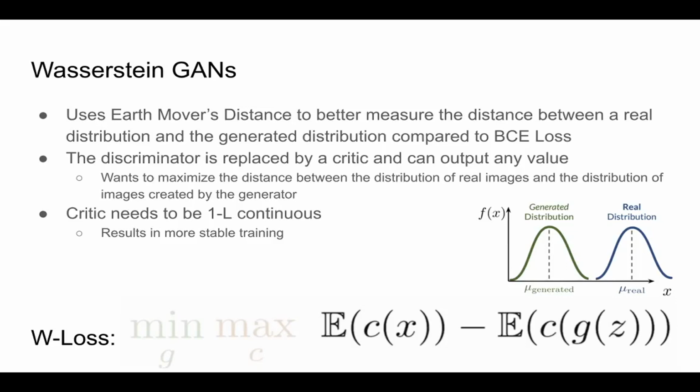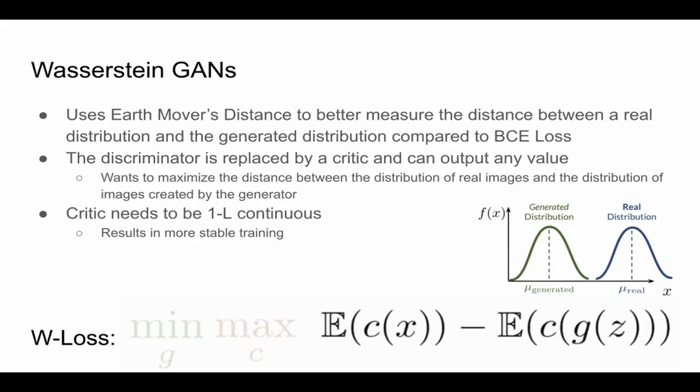Thus, the new Wasserstein loss is E of C of x minus E of C of G of z, where x is a real image and G of z is an image produced from random vector z from the generator. And this is still a minimax game, because the generator wants to minimize the value of this expression, while the critic wants to maximize the distance between the real distribution and the fake distribution. So the discriminator's binary cross-entropy loss is bounded between the values of 0 and 1, while the critic's loss is unbounded, making it better. This new loss function helps deal with both mode collapse and the vanishing gradient problems.